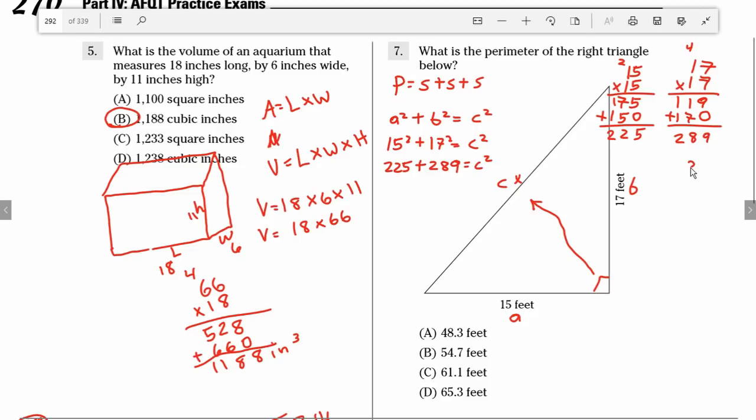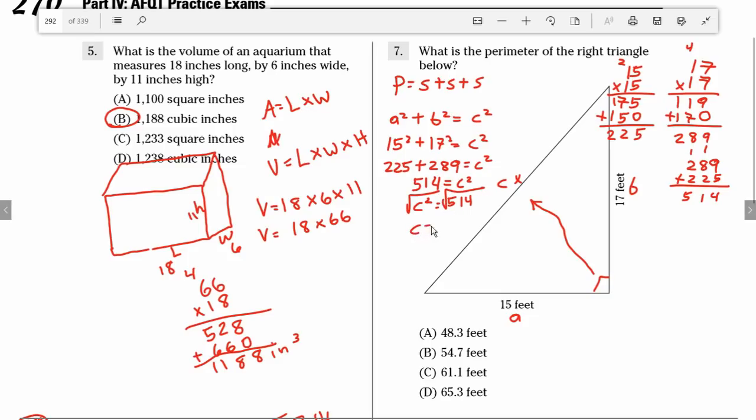Let's go ahead and add those up. Five plus 9 is 14, carry the 1. 8 plus 2 is 10, plus 1 is 11. Carry the 1, 2 plus 2 is 4, plus 1 is 5. So we're left with 514 equals c squared. I'm going to flip these. C squared equals 514. We're going to square root both sides to get rid of the square.